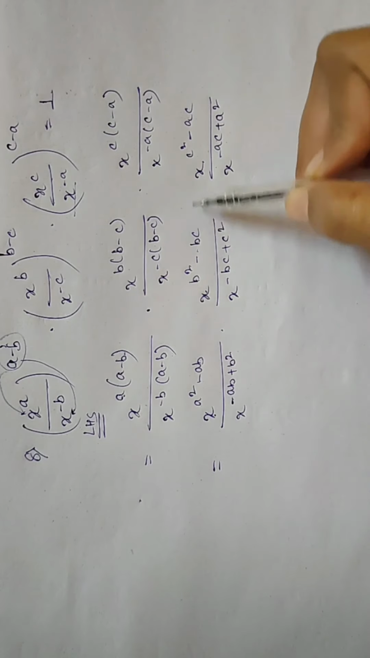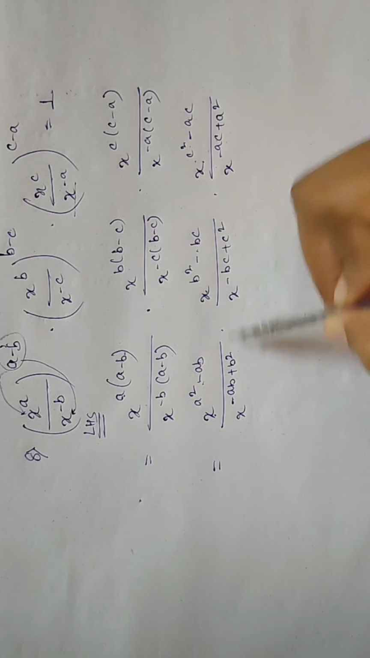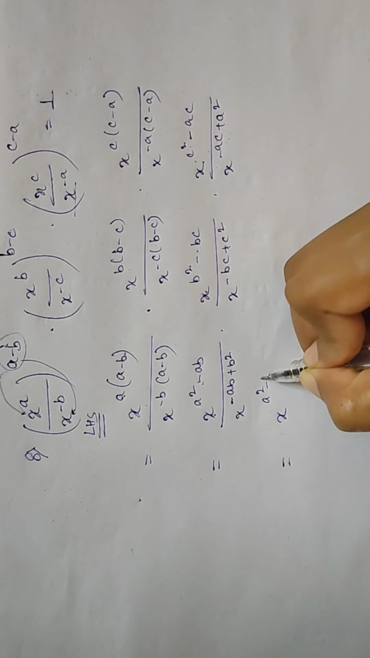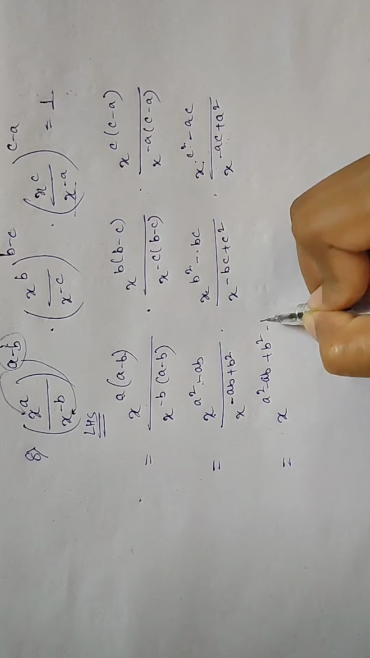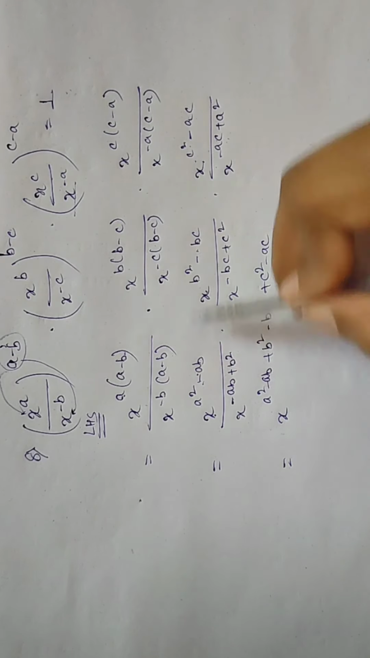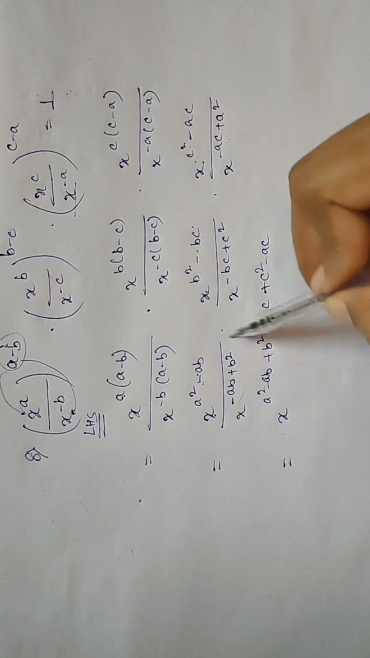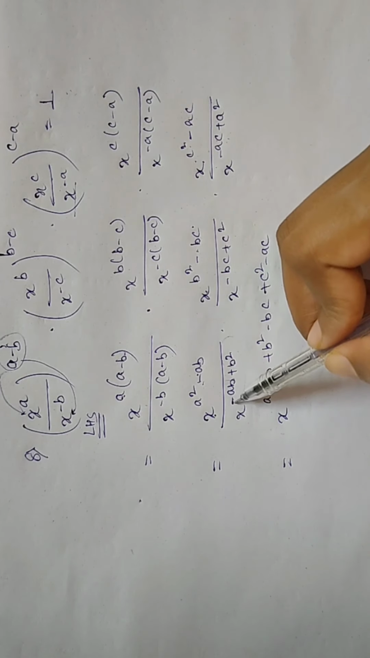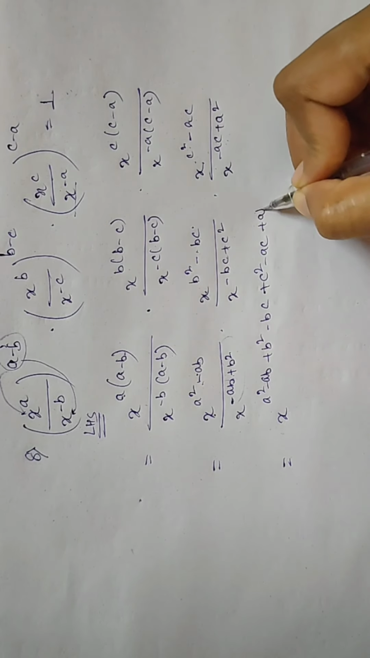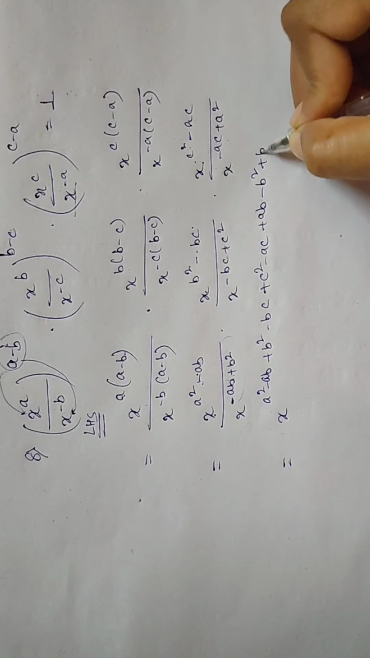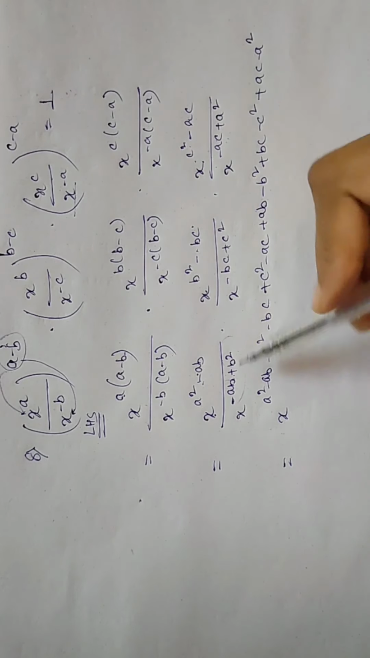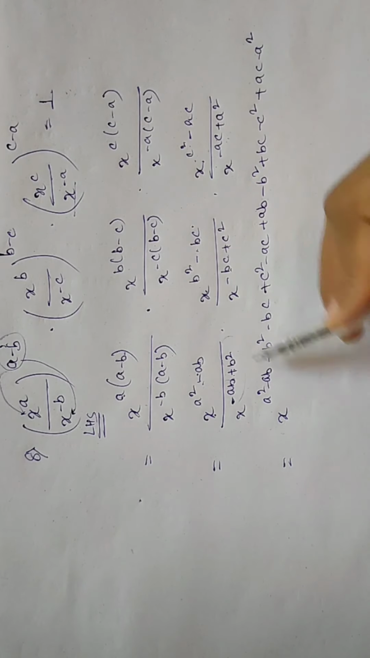So the powers in the numerator will get added up, and those in the denominator will be subtracted. So x to the power a square minus ab plus b square minus bc plus c square minus ac. I have added all these powers. Now you have to subtract these powers. So be careful, when you are subtracting, all the signs will change. So minus ab will become plus ab, minus b square plus bc minus c square plus ac minus a square.